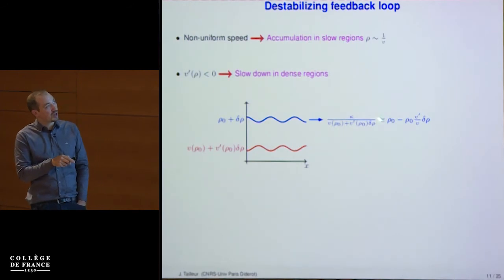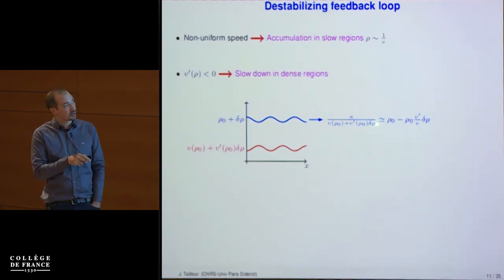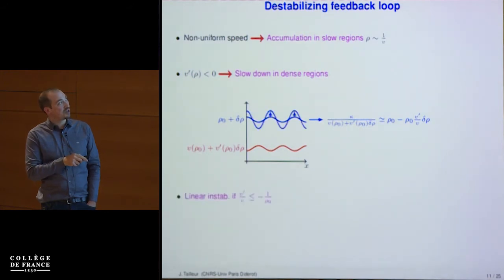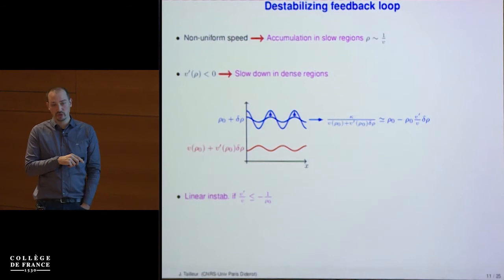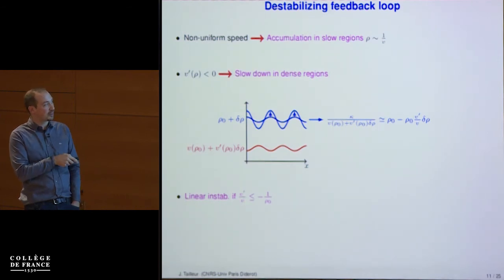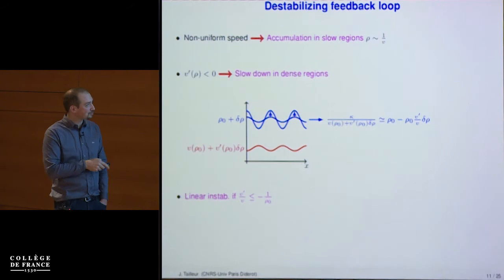Again, I assume that my fluctuation is small, so I can expand. What I get is that I started from rho naught plus delta rho, and I want to relax to rho naught minus rho naught v prime over v delta rho. So if this one is larger than that one, I will have amplified my initial perturbation, and I will have a linear instability. You can look at the quantitative criterion, and you find that if v prime over v is sufficiently negative, then you get a linear instability.